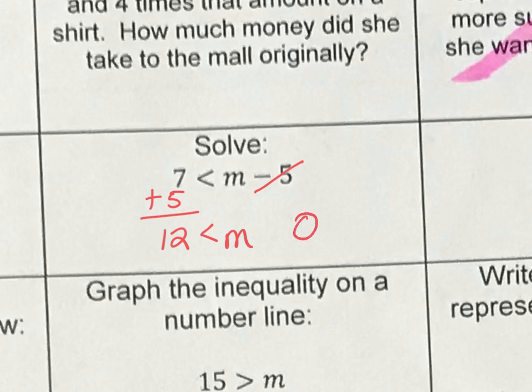On this one, would it be an open circle or a closed circle? Open. Now remember, you always have to say the letter first. So on this one, we're going to have to read backwards. M is what? Greater than 12. So which way? Greater than is always to the right. So if you were going to graph it, you would put it like that on a number line.